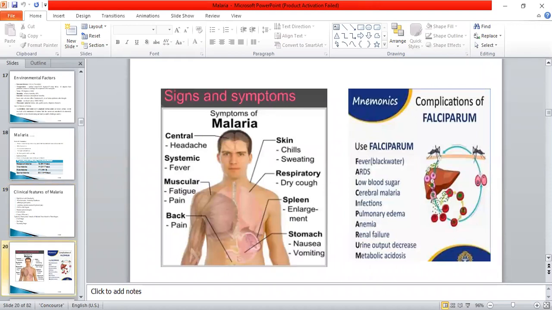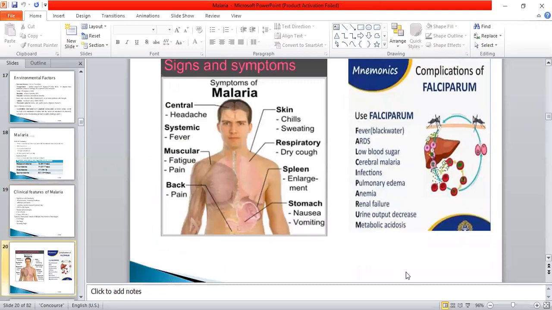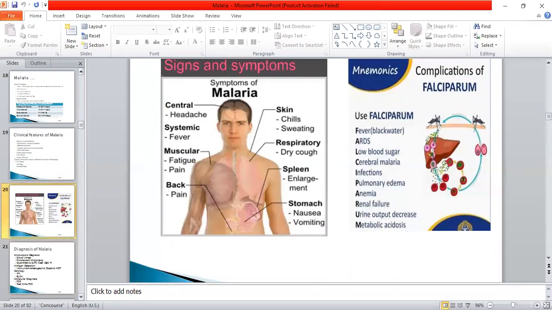If we see the complications of falciparum: fever, black water fever, ARDS, low blood sugar, cerebral malaria, infections, pulmonary edema, anemia, renal failure, decreased urine output, and metabolic acidosis are the complications of Plasmodium falciparum.